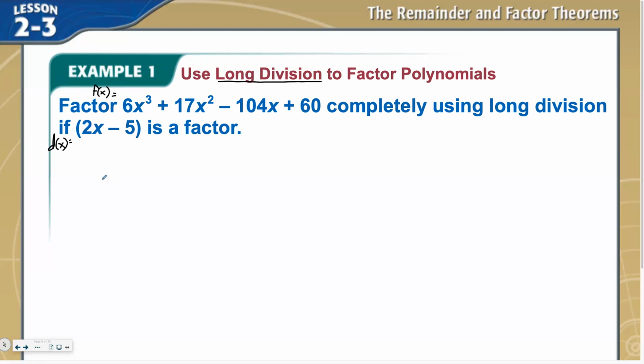That's right. And so what I want you to do is write out 2x minus 5, and then outside the house or whatever you want to call it, the division symbol there. And underneath the house, we'll write in our dividend. That's the actual word, but the equation f of x, which is 6x cubed plus 17x squared minus 104x plus 60.